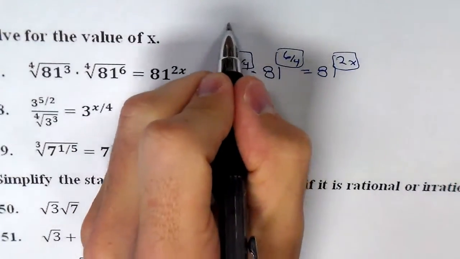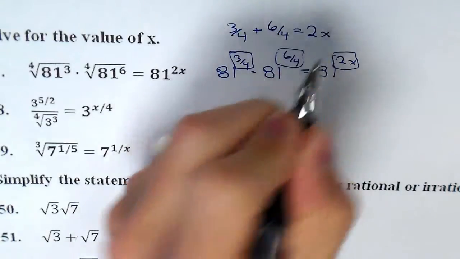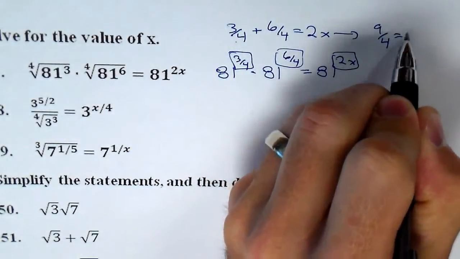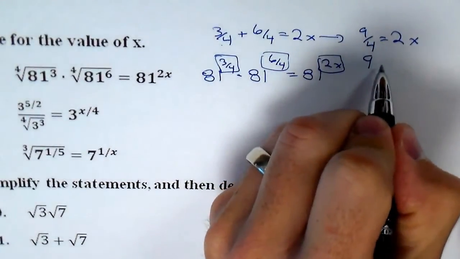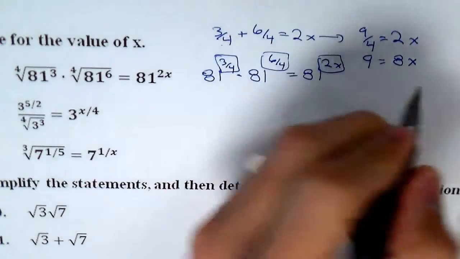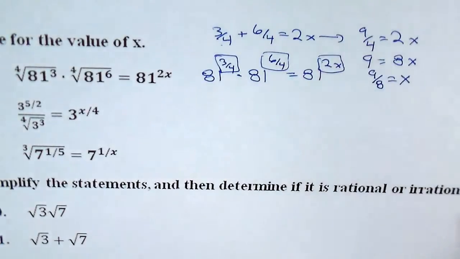So now it's 3/4 plus 6/4 equals 2x. Well, this together gives me 9/4 equals 2x. I can multiply the 4 over, and I get 9 equals 8x, but actually I should have just divided over the 2, and I get 9 over 8 equals x.